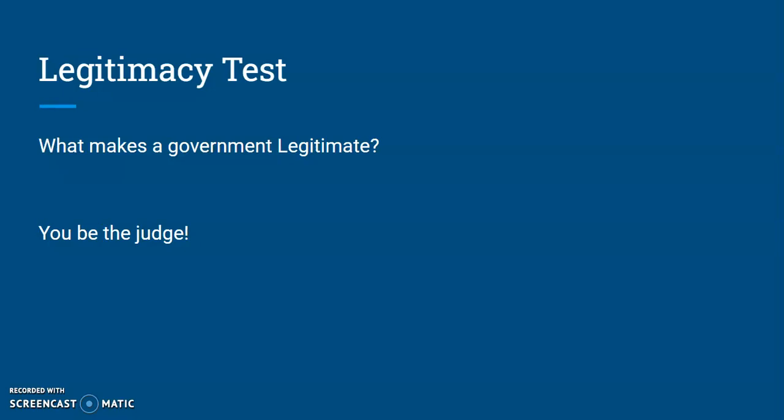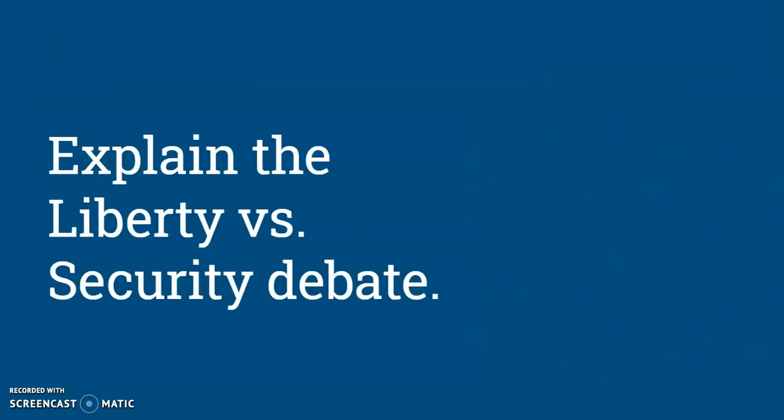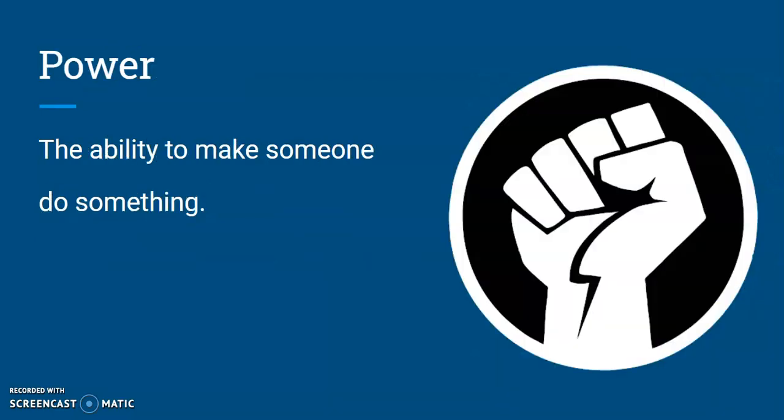There are certain things that make a government legitimate. They are the things that we've talked about so far. In order for a government to be legitimate, we talked a little bit about legitimacy. It means that the people have to accept the government as the ruler. Let me go back to it so you can see. Legitimacy is the idea that the government is deemed acceptable by a majority of people. That was our definition of legitimacy.